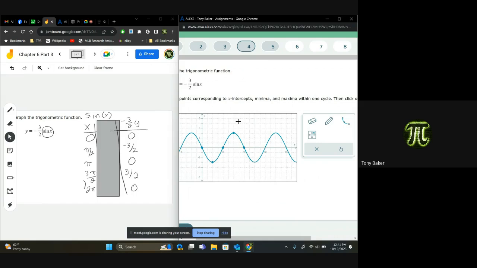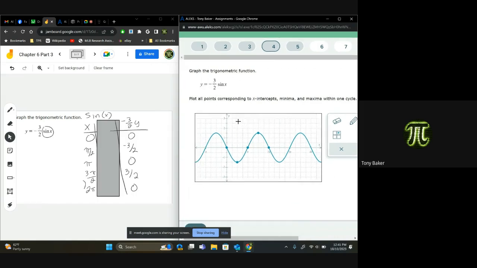Okay? So what that's called is your amplitude. We talked about period as how much spread it is. So typical sine will go from 0 to 2 pi. That's your period. This one's the typical sine, so that doesn't change. Your negative 3 over 2, the number in front of it, changes your amplitude. It's going to tell you how much it's stretched vertically.